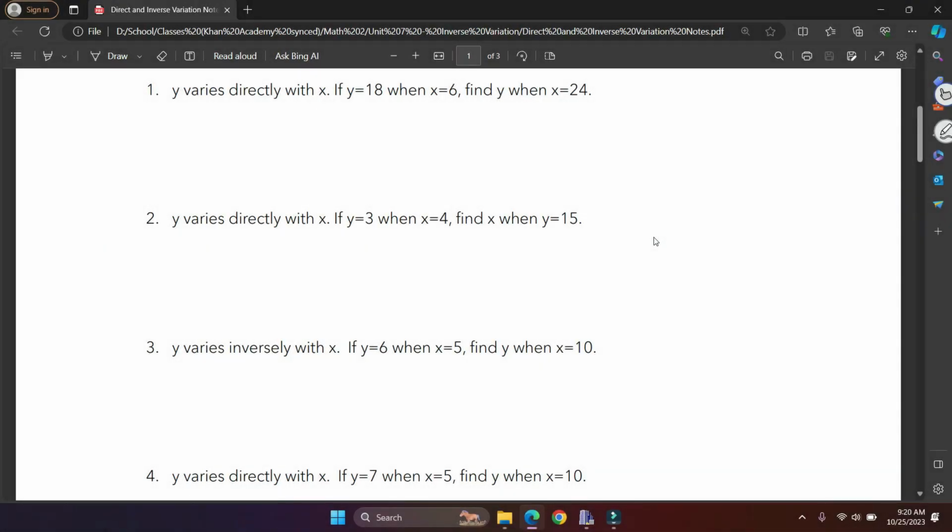Question 1 says y varies directly with x. If y equals 18 when x equals 6, find y when x equals 24. All right, so we're dealing with direct variation.